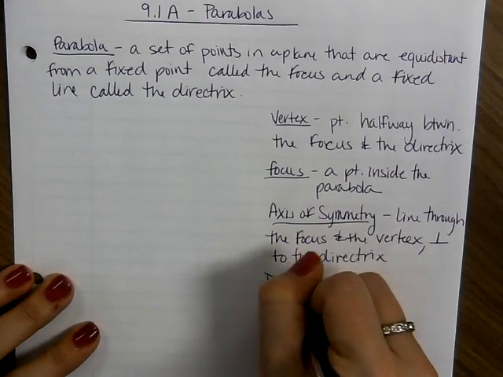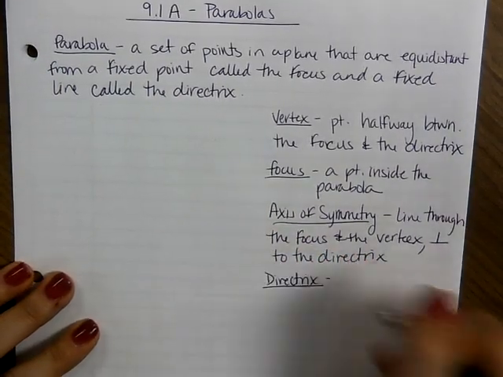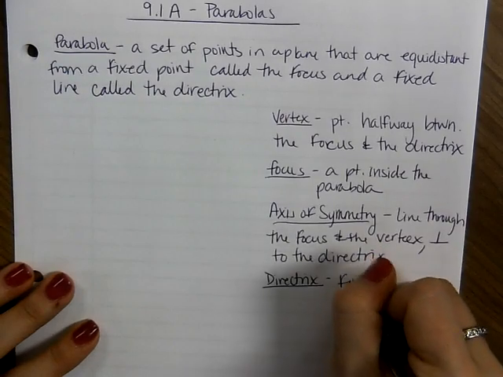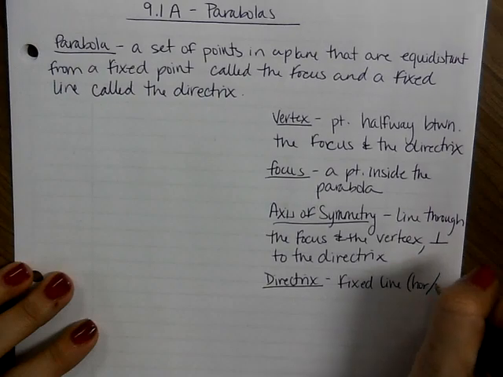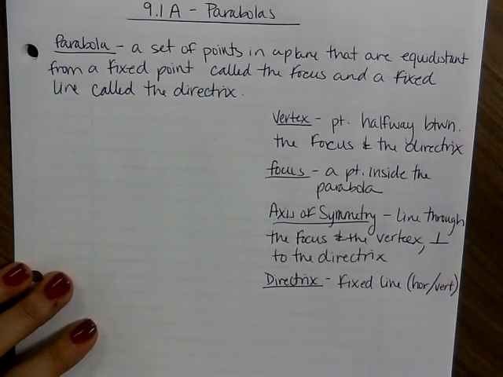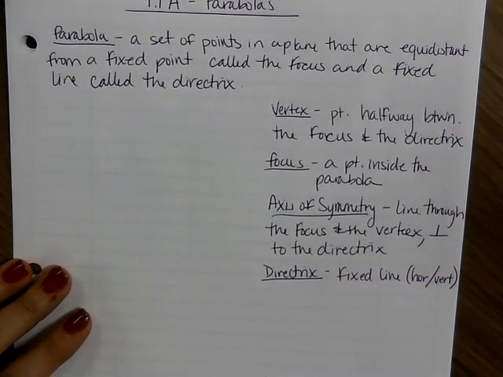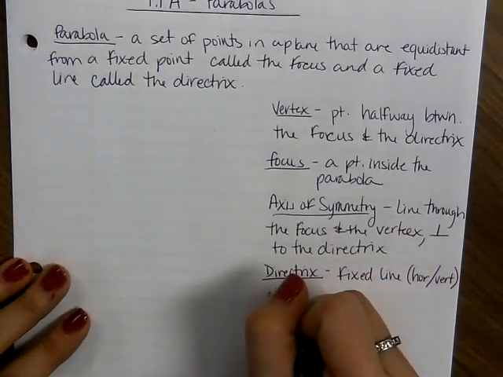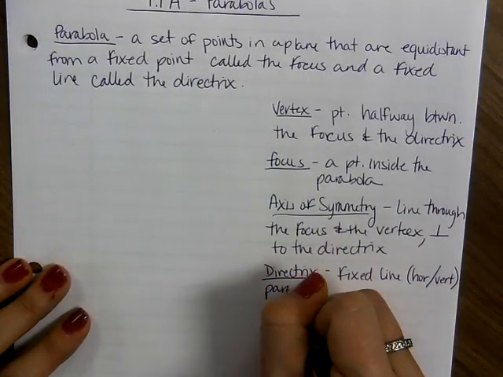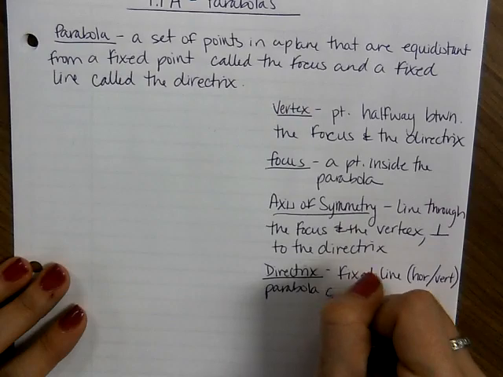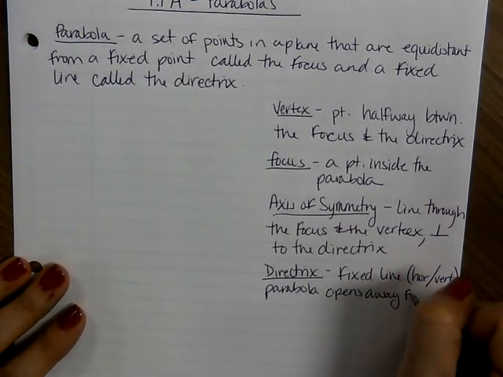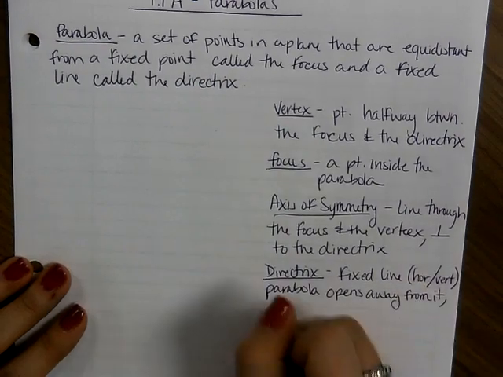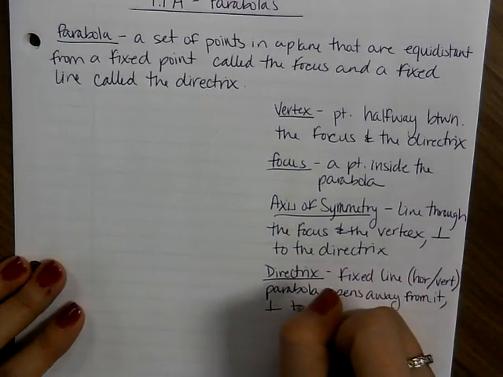The directrix is a fixed line. It can be horizontal or vertical, as can the axis of symmetry. The parabola opens away from it, and it's perpendicular to the axis of symmetry.